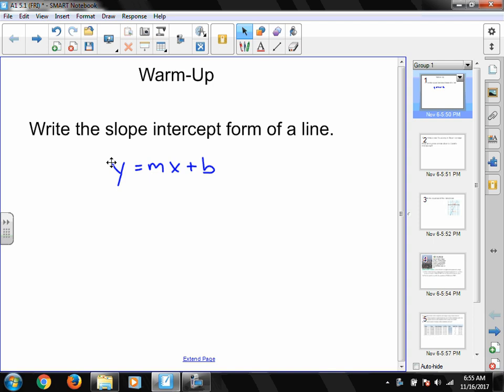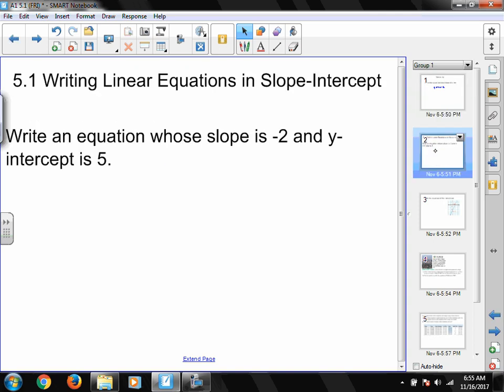So the reason it's called the slope-intercept is because we have our m, which is our slope, and our b, our y-intercept. So that is what we refer to as the slope-intercept form. Something that will be useful to us throughout this chapter, so make sure you know that that's what that's called. Today what we're going to do is talk about writing equations in that slope-intercept form.